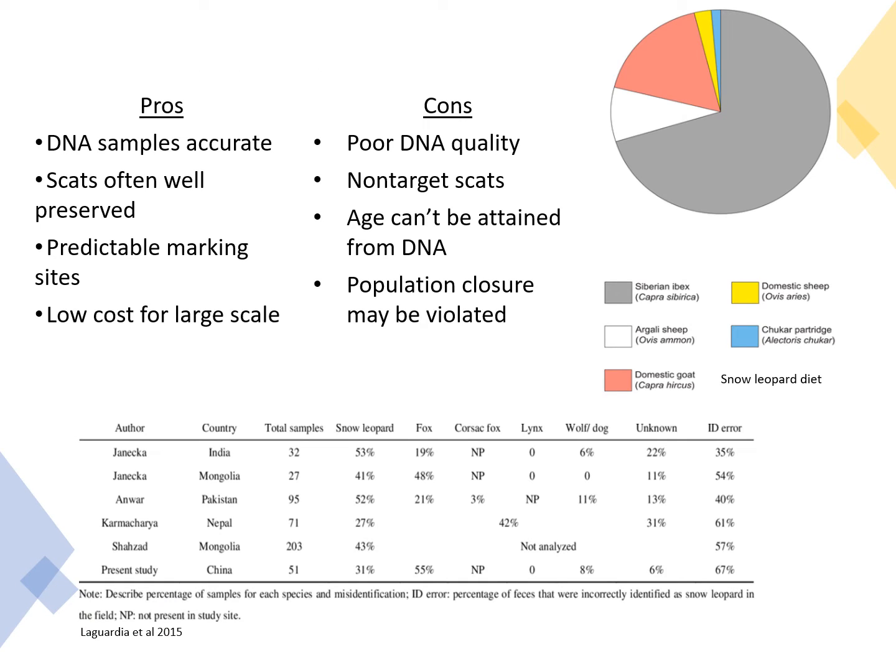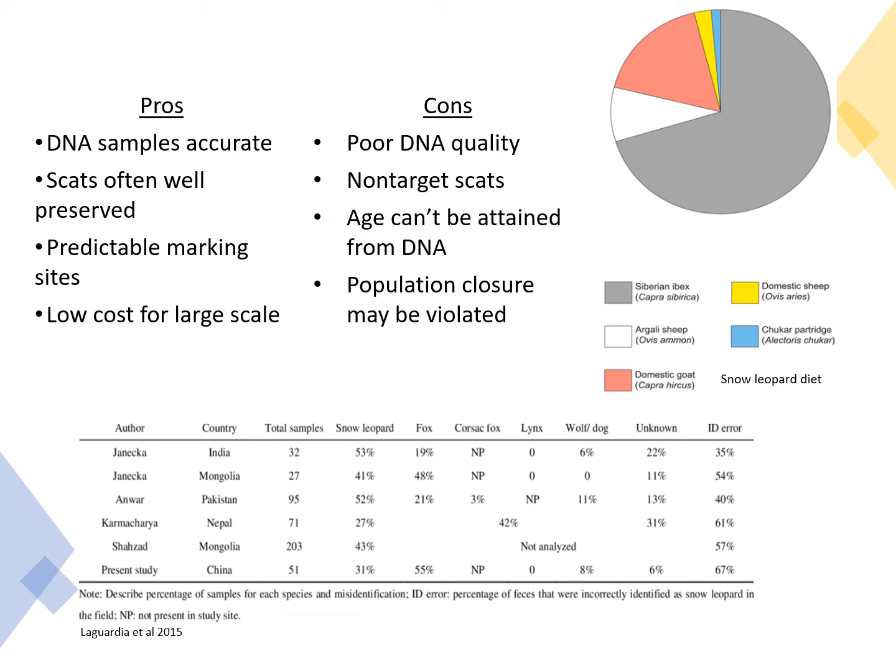The pros of this method are that accurate individual identification can be done even with small amounts of material, and the dry environment of the snow leopard keeps scats well preserved, so that makes collecting even easier. Snow leopards also have predictable marking sites, meaning sampling can be more efficient and large-scale surveys can be done at low cost. Estimates can be very accurate, and DNA can give us other information, such as diet, as shown in the pie chart. Problems occur when the DNA is poor quality, as identification can be difficult.